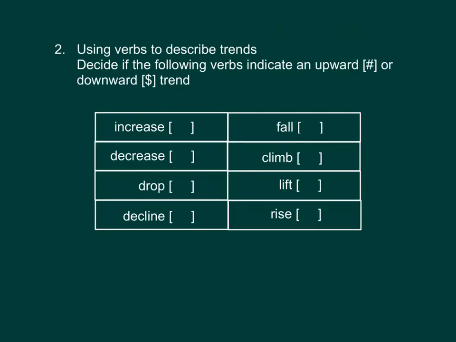Number 2, using verbs to describe trends. Decide if the following verbs indicate an upward or downward trend.